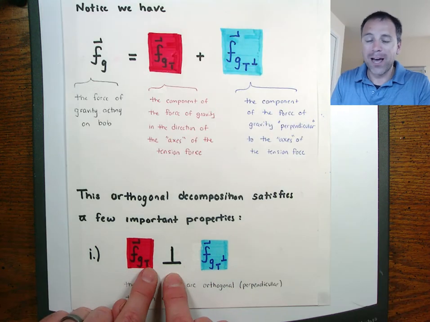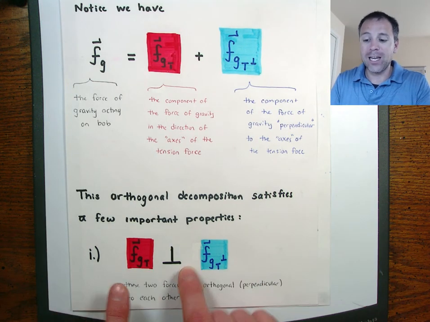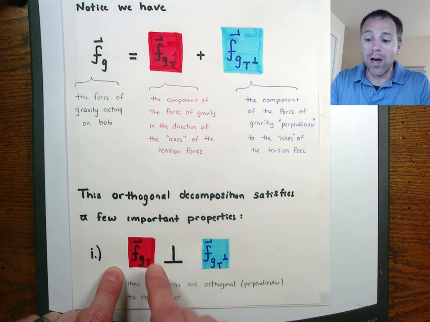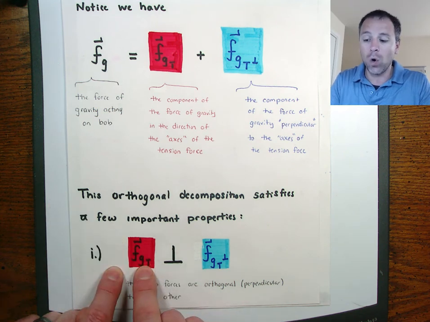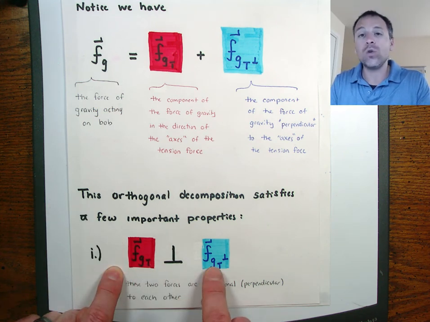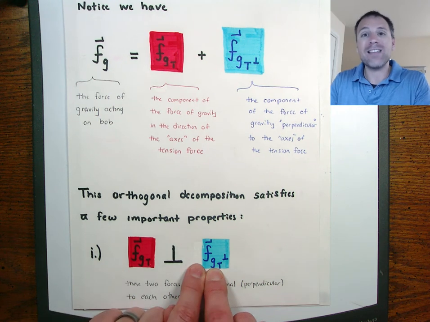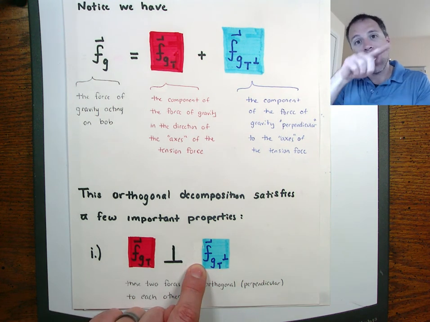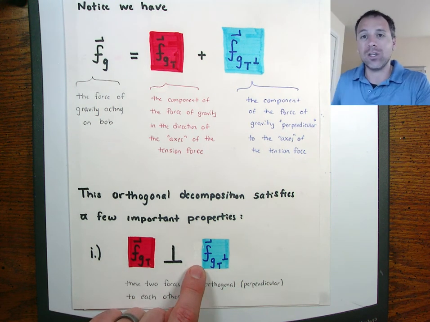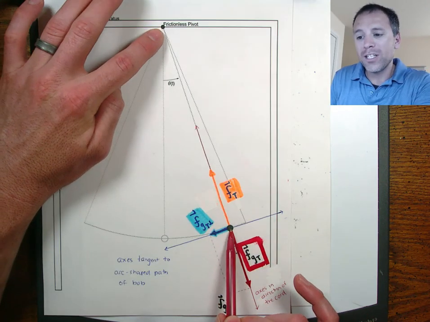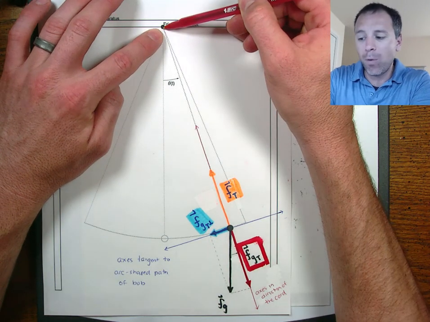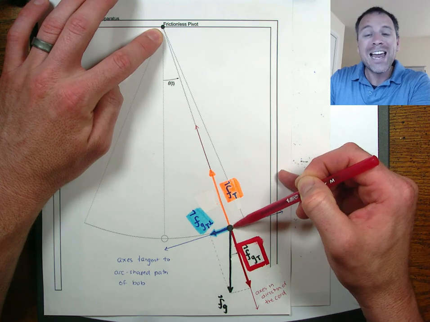We write that in mathematical terms using that upside down T. The component of the force of gravity along the axis defined by the chord is perpendicular to the component of the force of gravity that is along the tangent line to the arc-shaped path of the pendulum. Moreover, we've assumed that this chord is inextensible, that the distance from the pivot point to the bob never changes.